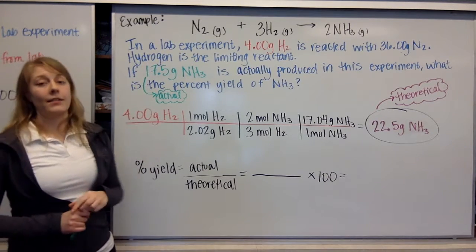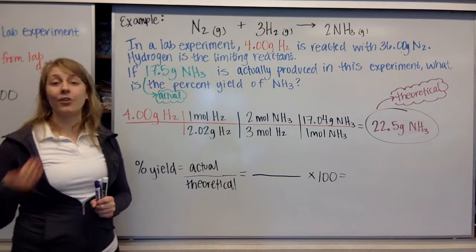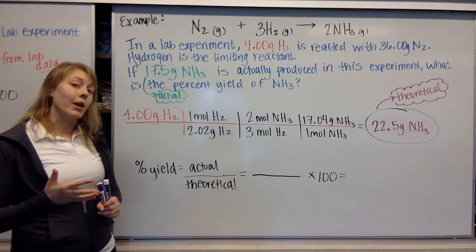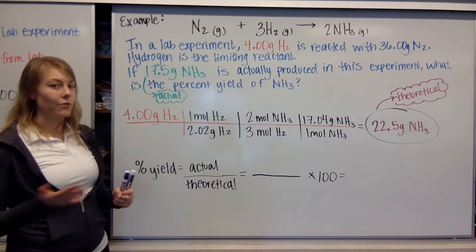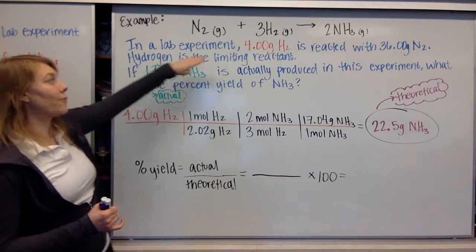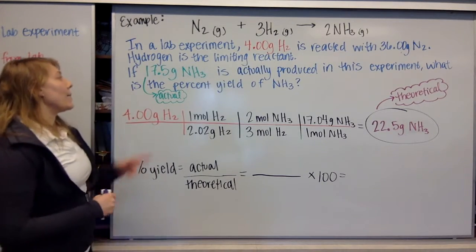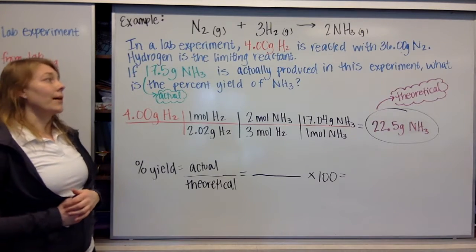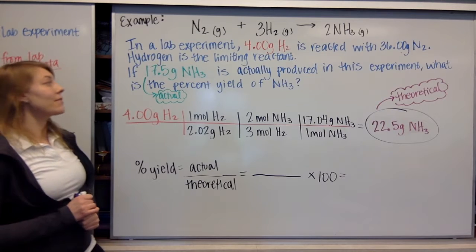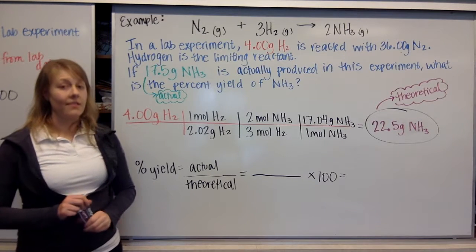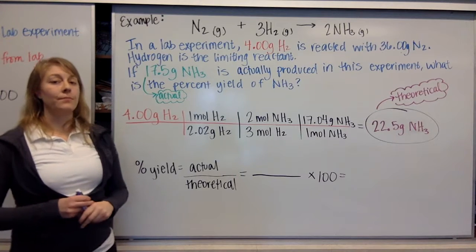Hydrogen is the limiting reactant. Now, I've told you which one's the limiting reagent, so you do not need to figure it out. From this point forward, every calculation you do is going to involve that limiting reagent. So the 4 grams of hydrogen is what we're going to use in our first calculation, okay? If 17.5 grams of NH3, that's the product, is actually produced in this experiment, what is the percent yield of NH3, okay?